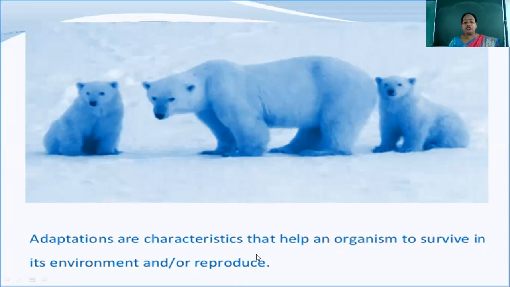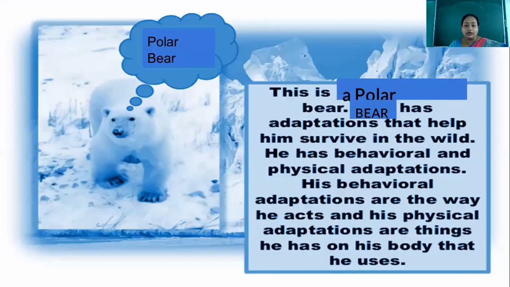Adaptations, as you know, are the characteristics that help an organism to survive in its environment and also reproduce in its environment. In the beginning, we discussed why they need a habitat, or what is provided to these organisms from their habitat. There were many things that we discussed: food is provided, shelter is provided, then a mate is provided, and this mate helps in reproduction.